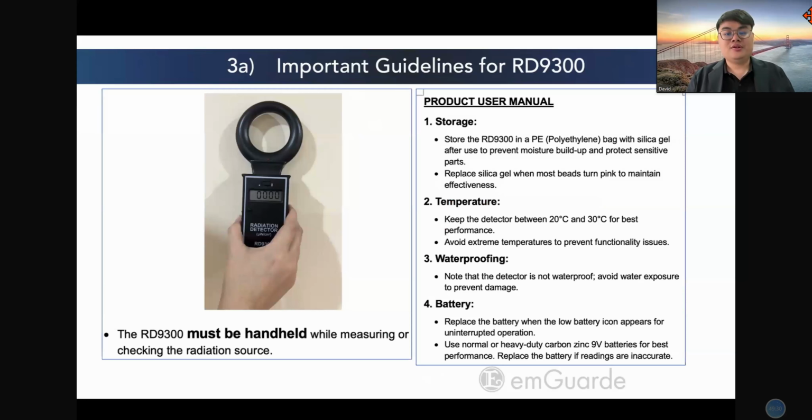All right. So now, these are some of the simple product user manual pages, where you can read about storage and temperature during your free time. I'm not going to go through it today. It's very simple. You can read it when you receive the slides after the demonstration today.